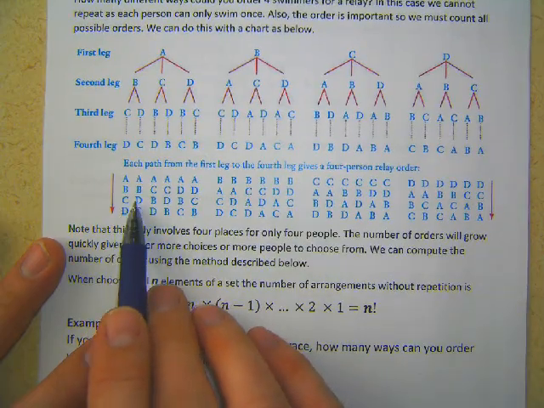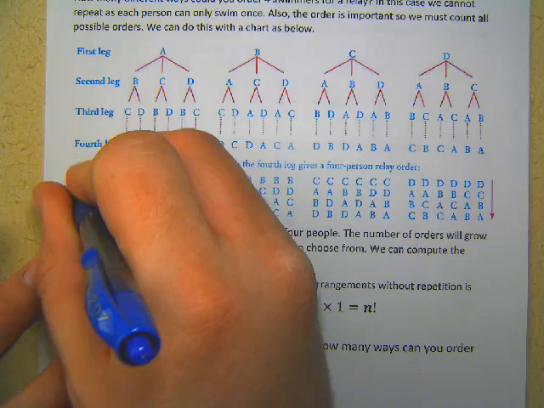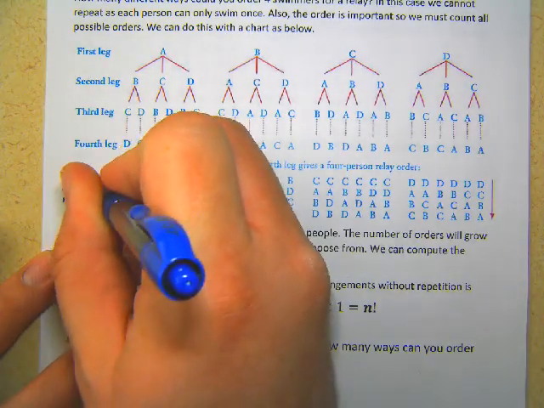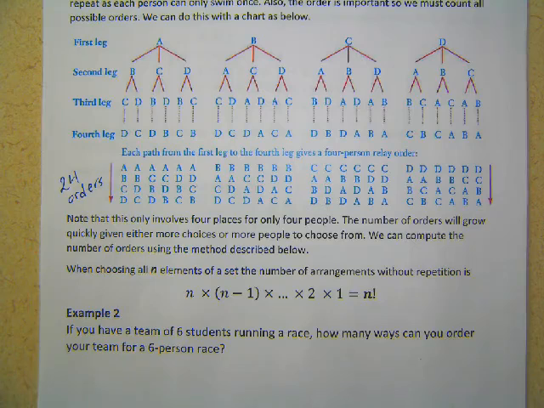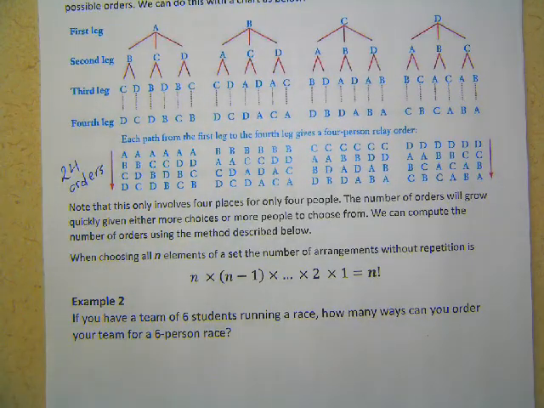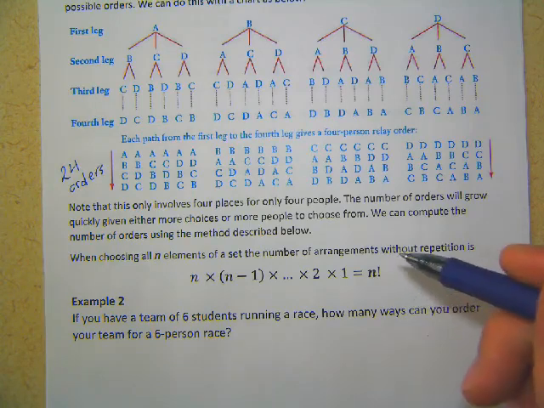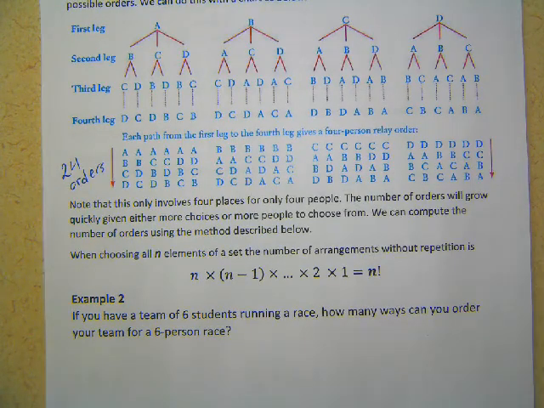Each one, 1, 2, 3, 4, 5, 6, times 4, you end up with 24 orders. So just with 4 people on the swim meet, there's actually 24 different ways you could arrange them, the different orders you could put them in. And that's a lot, just for 4 people, only 4 places for 4 people. The number of orders grows really quickly if you have more choices or more people to choose from.